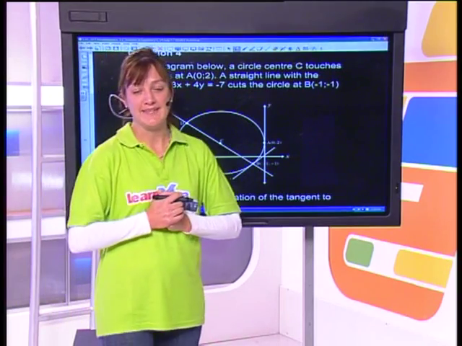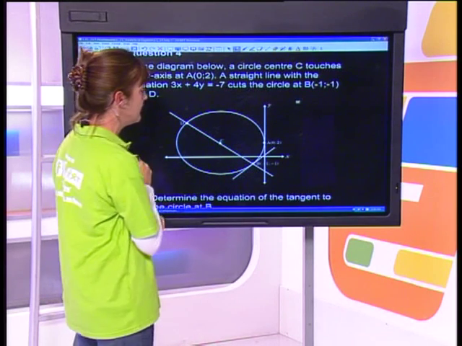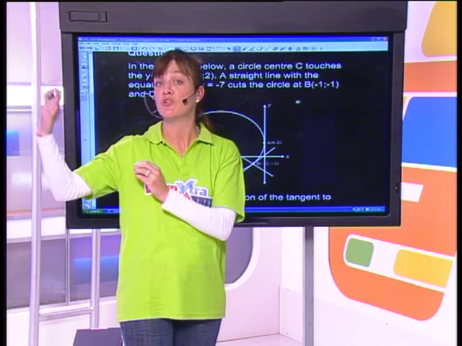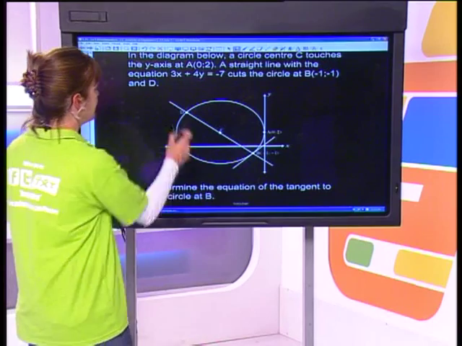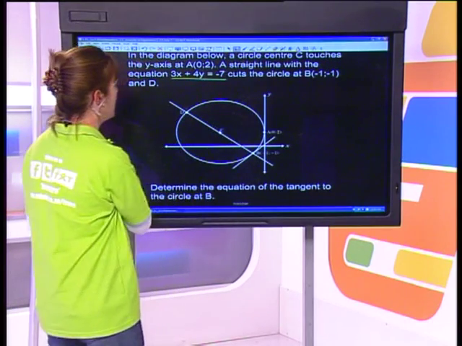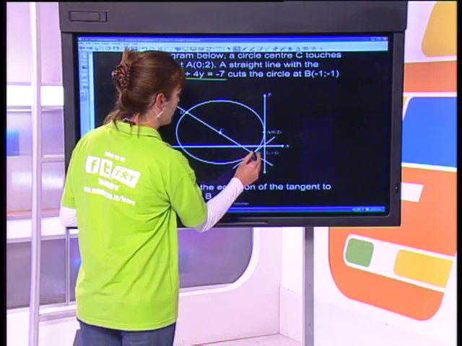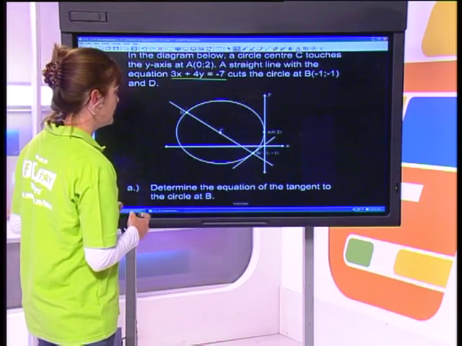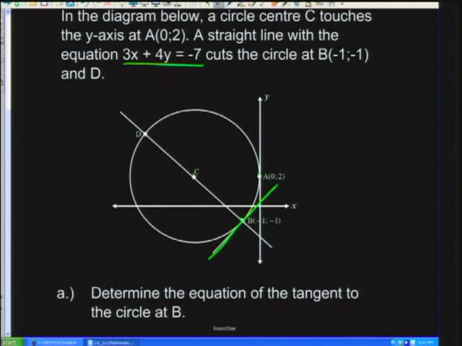Right, circles. So we said that this has its own formula. Remember, if we've got a circle where the center is off the origin, you've got to use your formula of x minus a squared plus y minus b squared equals r squared. So they're asking us, first of all, they've told us that I've got a straight line that's represented by the equation 3x plus 4y equals negative 7. I've got a point A over here, I've got a point B over here. They're wanting us to determine the equation of the tangent to the circle at B. So there's my tangent, and it's touching your circle at point B.